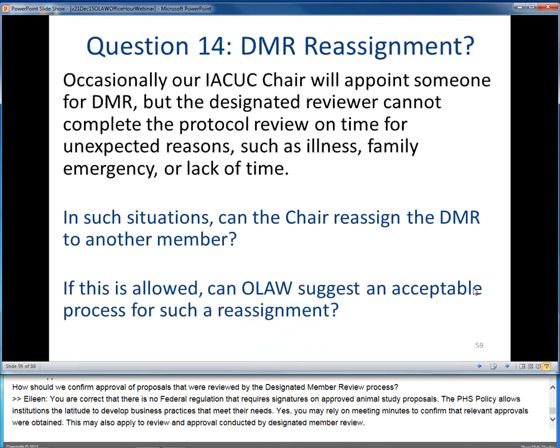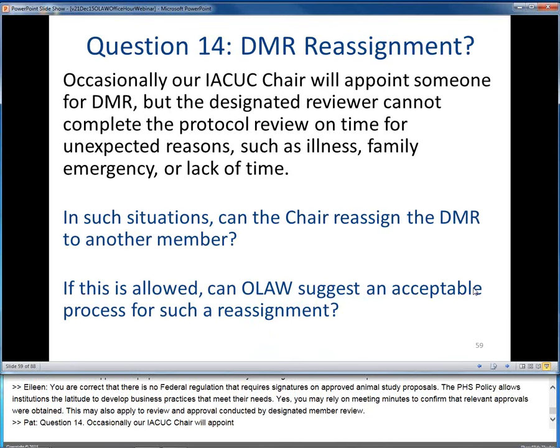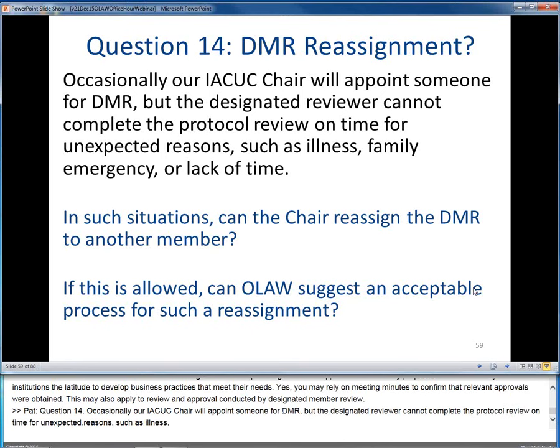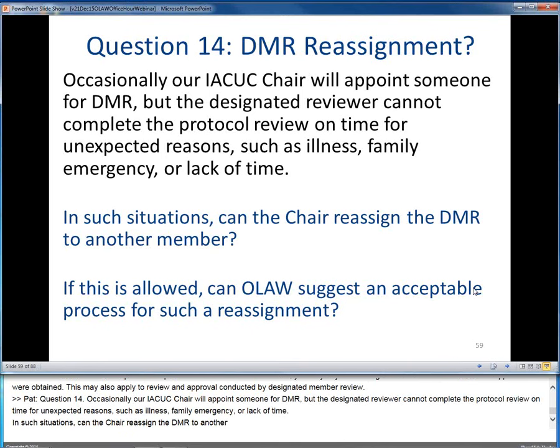Question 14. Occasionally, our IACUC chair will appoint someone for DMR, but the designated reviewer cannot complete the protocol review on time for unexpected reasons such as illness, family emergencies, or lack of time. In such situations, can the chair reassign the DMR to another member? If this is allowed, can OLAW suggest an acceptable process for such a reassignment?